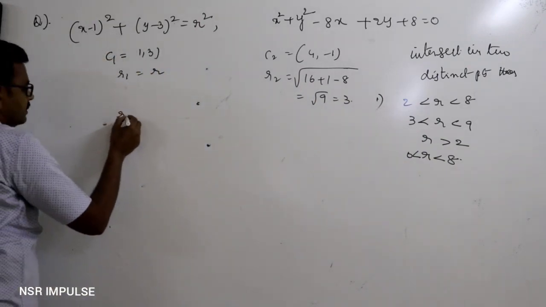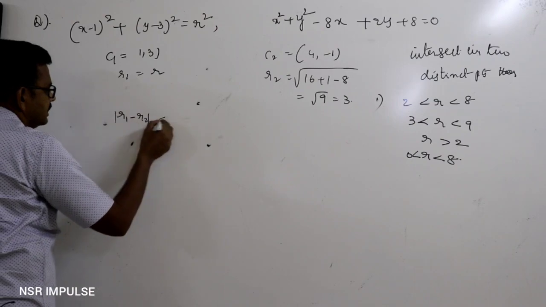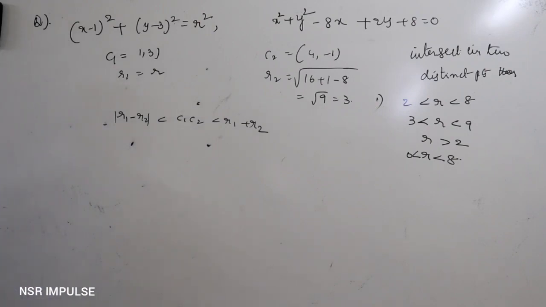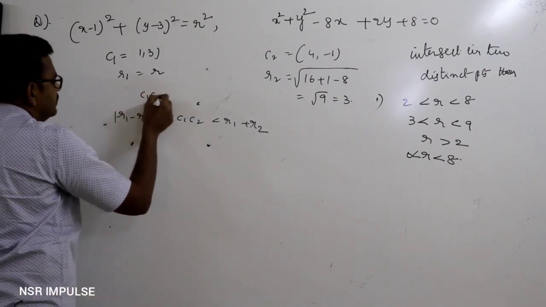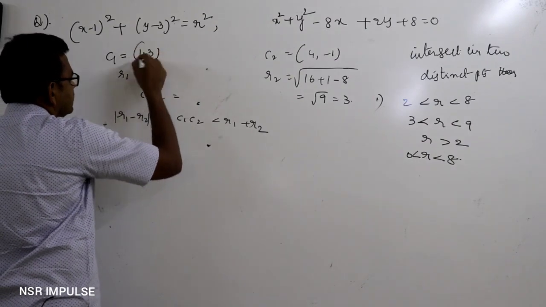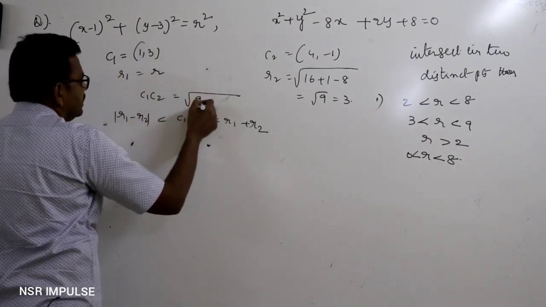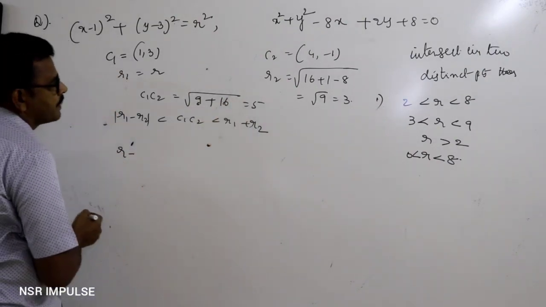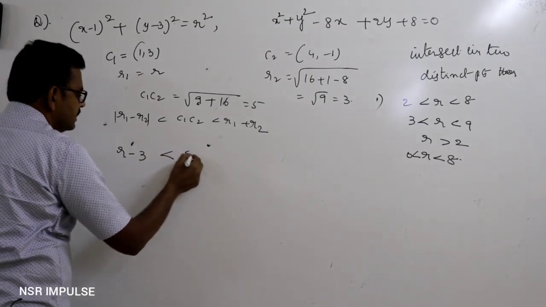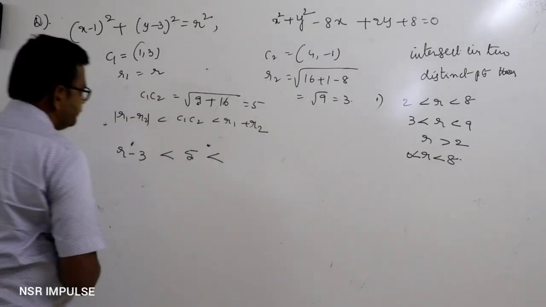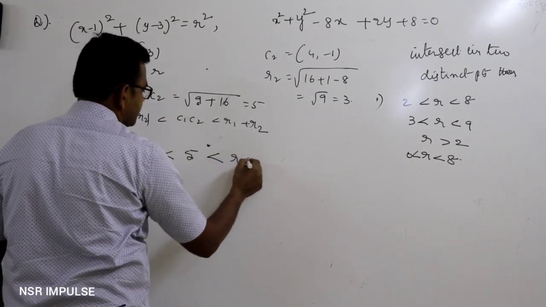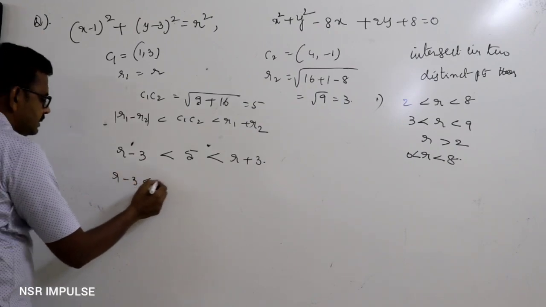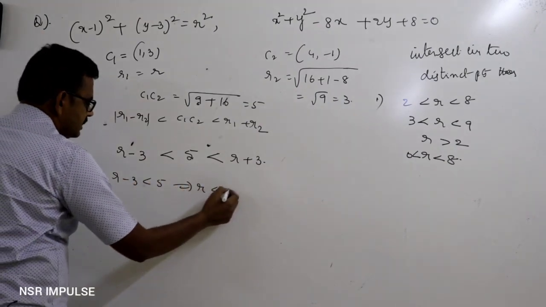So this is R1 minus R2 is less than C1C2 is less than R1 plus R2, where C1C2 is the distance between their centers, that is root of 9 plus 16, that is 5. So this is r minus 3 is less than 5 is less than r plus 3. So r minus 3 is less than 5 implies r is less than 8.